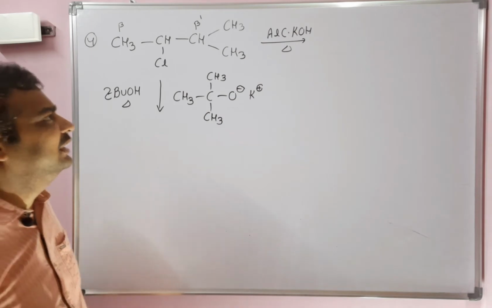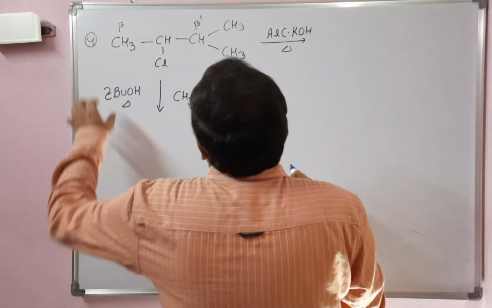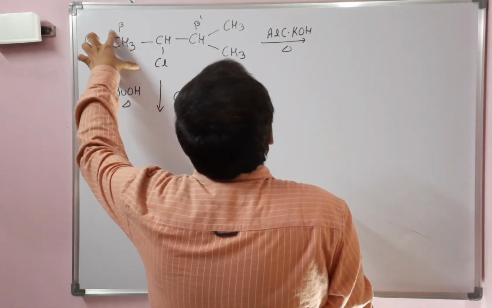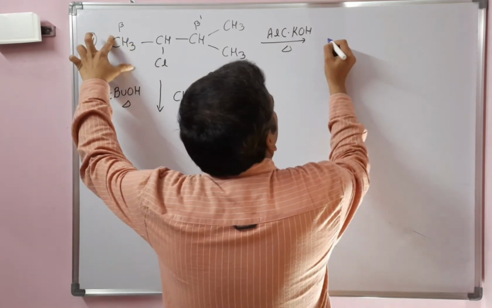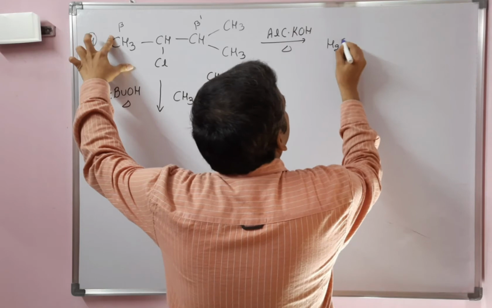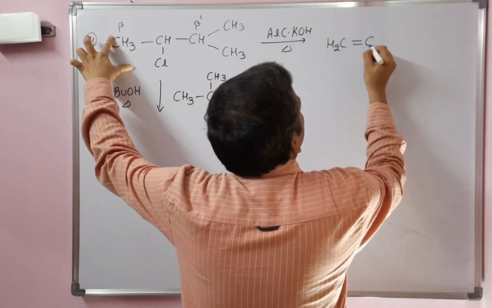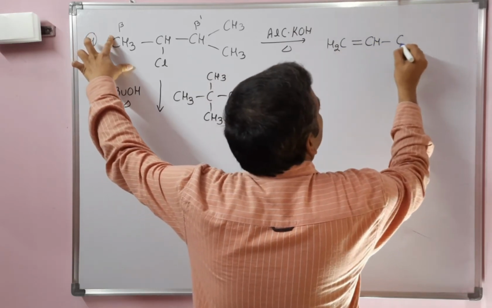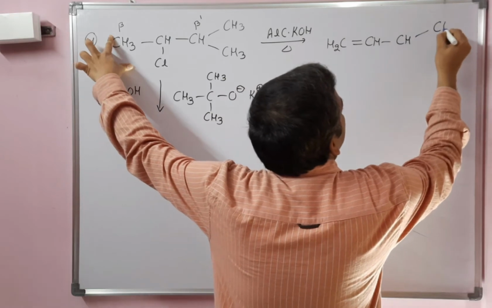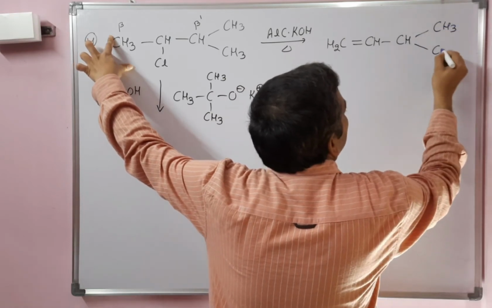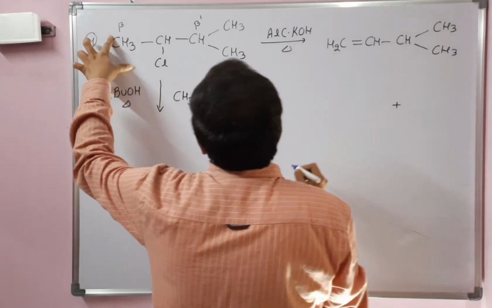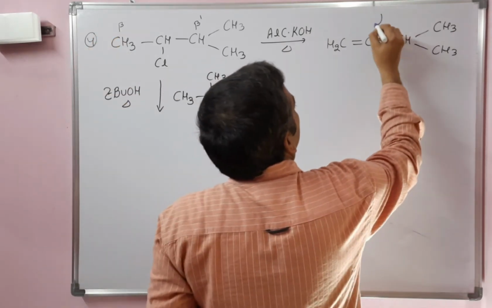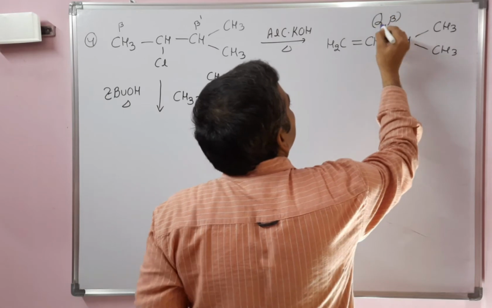So there is a logic here. Let's see what that logic is. Suppose a base, OH minus, abstracts a proton at beta. The product obtained is CH2 double bond CH, then CH, CH3. This is because of alpha, beta elimination.